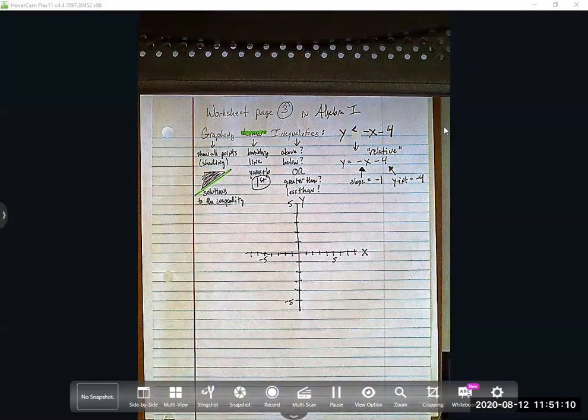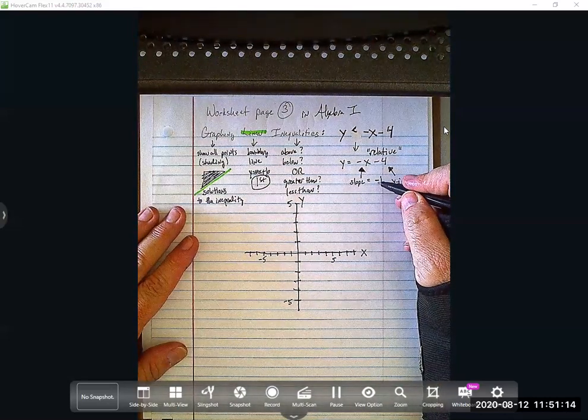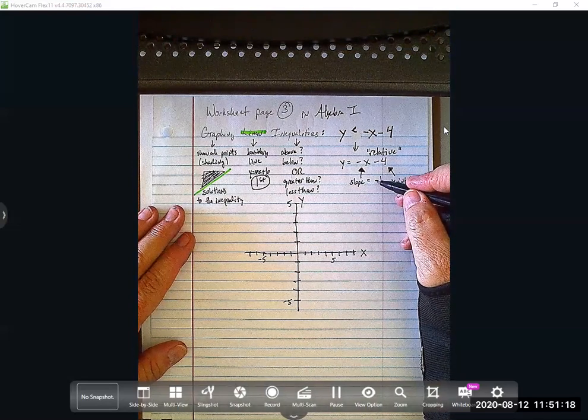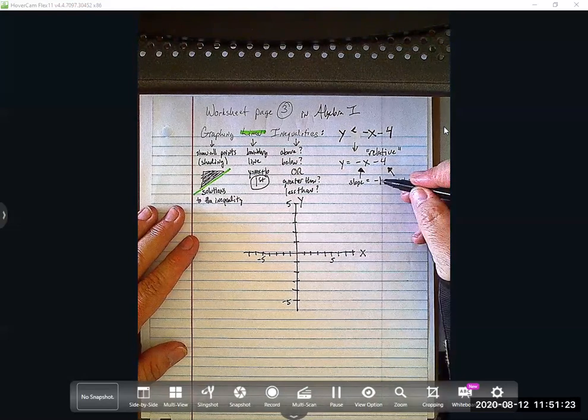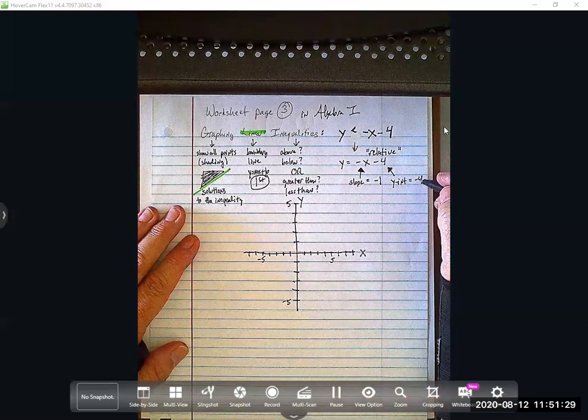Okay, so the slope is telling us we need to go -1. So that's telling us two things. The negative tells us down. The sign always tells us up or down. So this line is going to go down, and the 1 tells us how far. That's going to determine how steep the line is. But before we do that, we need to start at this point.